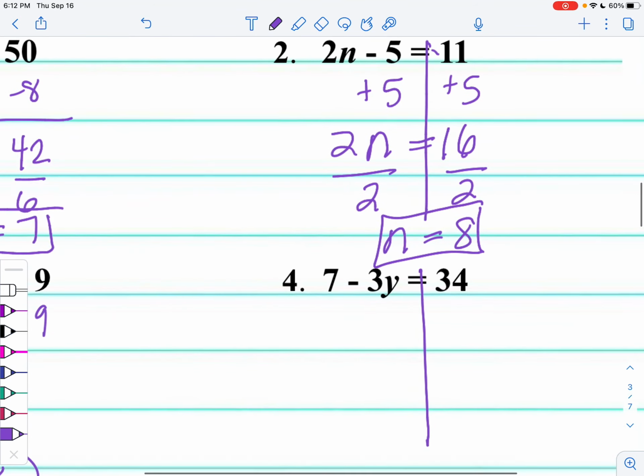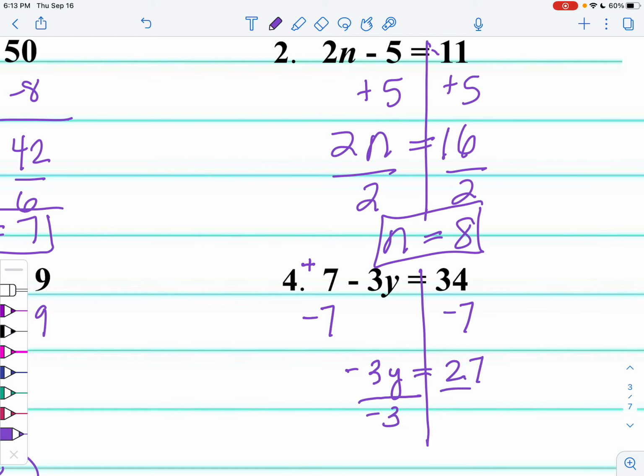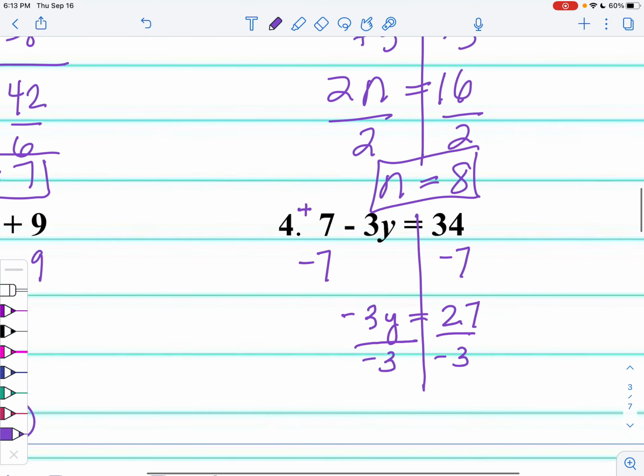So this one is one that trips us up sometimes, and if it helps, maybe put a +7 there, because we sometimes forget that that's positive, and I know I do. I think I get 27 here. Divide by -3, and y equals -9.